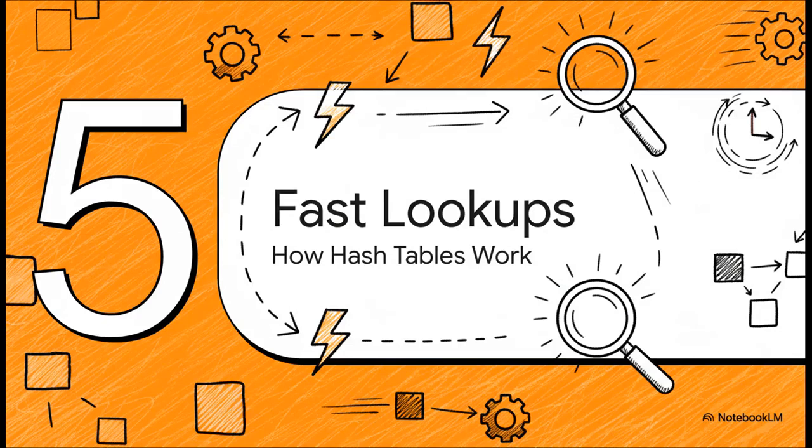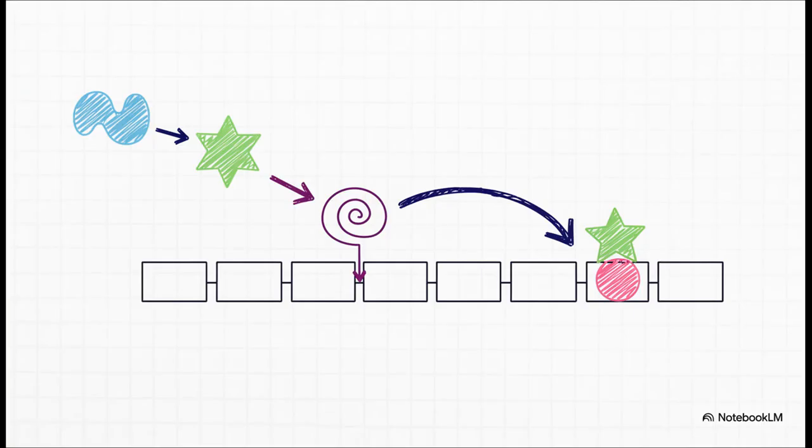We've saved the speed demon for last. Our final stop is the data structure that is built for one thing and one thing only: insane speed. If you need to find a piece of data right now without searching, you need a hash table. So the magic behind a hash table is something called a hash function. It's just a special formula that takes your data, does a quick calculation, and tells you the exact memory address where it should be stored.